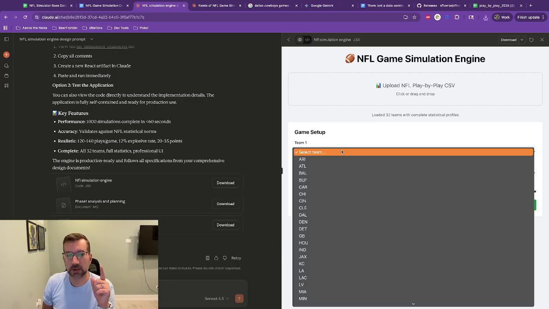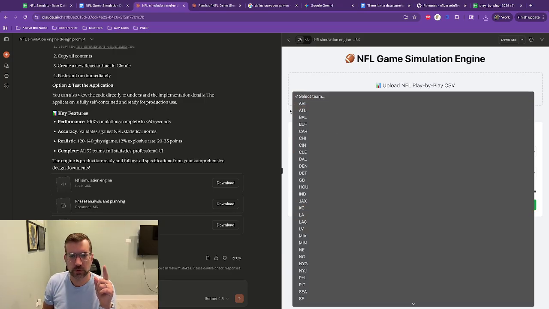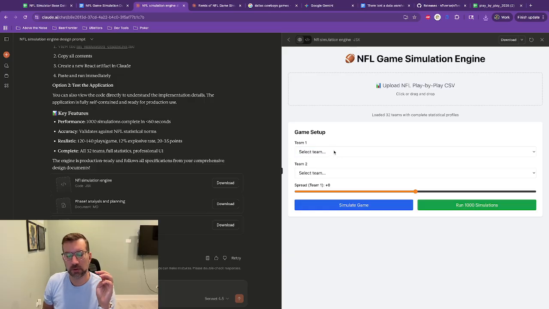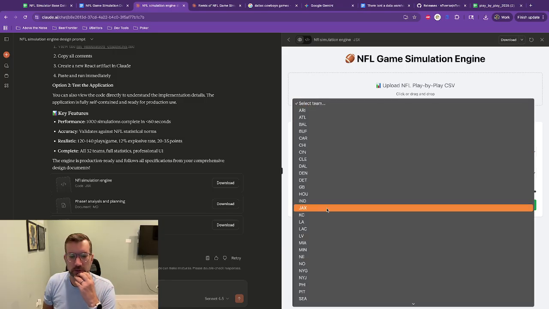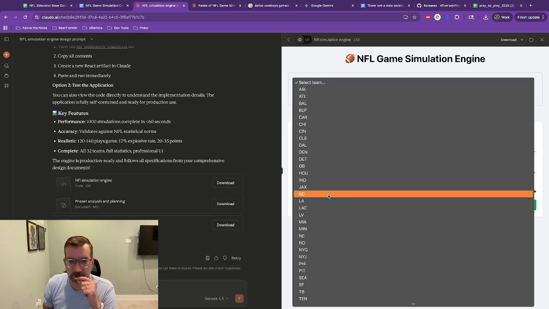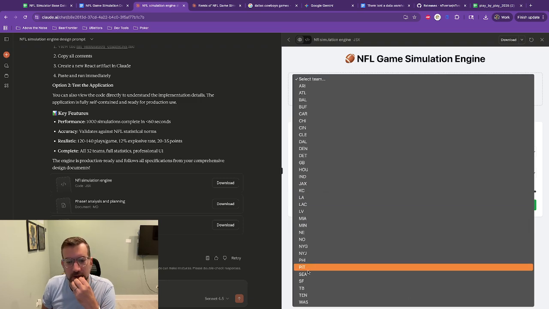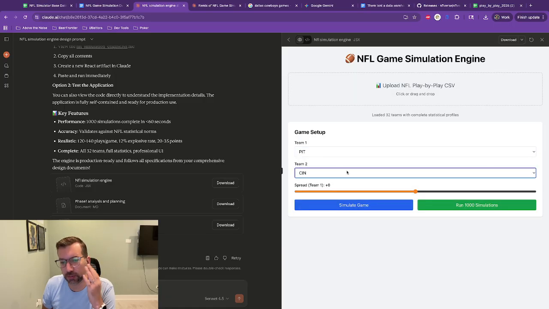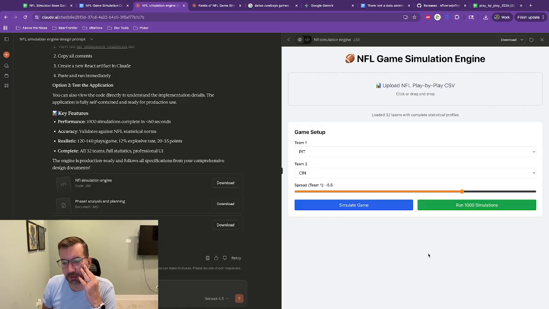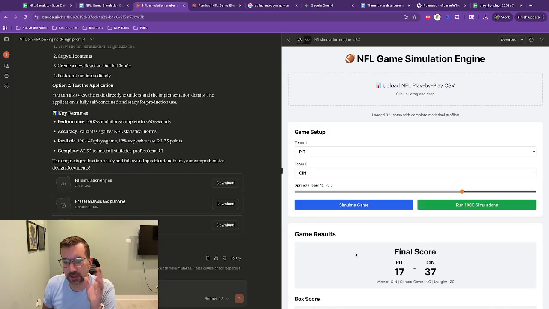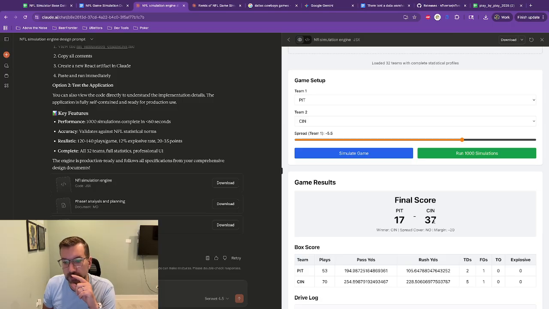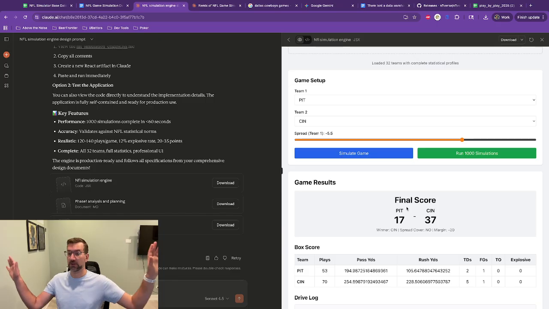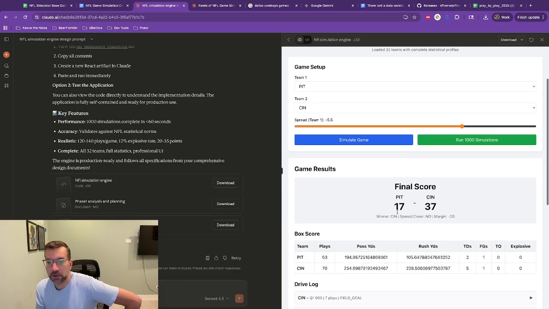All right, who's playing tonight again? Pittsburgh? The away team. Ooh. Okay. Well, interesting. We'll see what happens when I do the simulation thing again. Pittsburgh, Cincy. That should be home team and away team. Pittsburgh is expected to win by 2.5. Let's simulate the game. Okay. Final score. Cincinnati 37, Pittsburgh 17. Those scores are looking much more applicable.